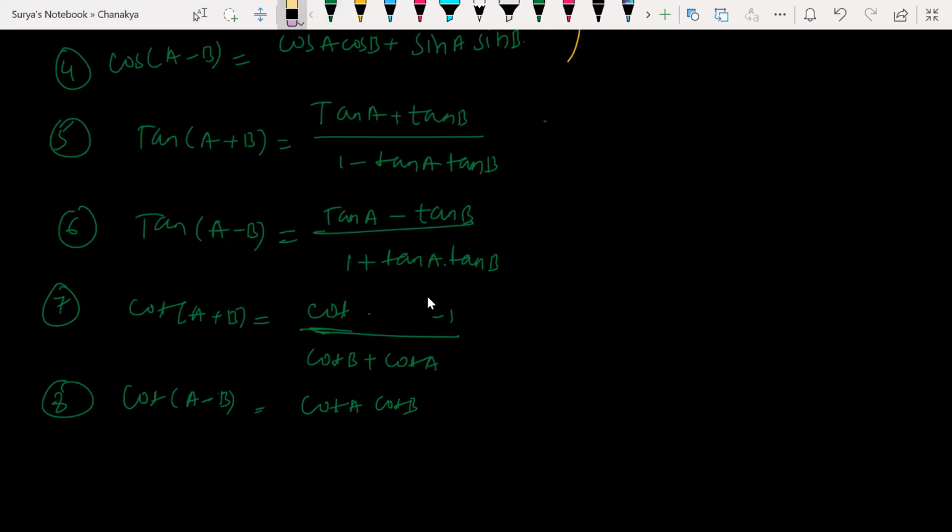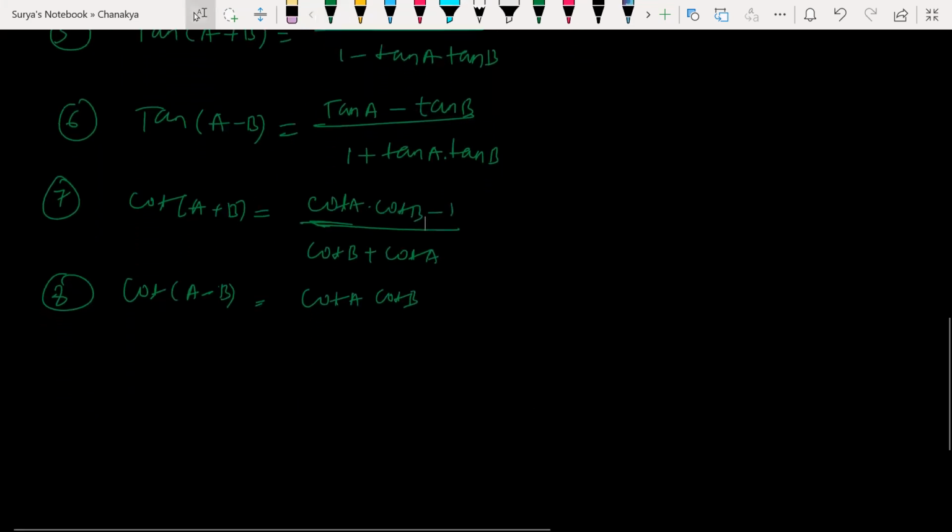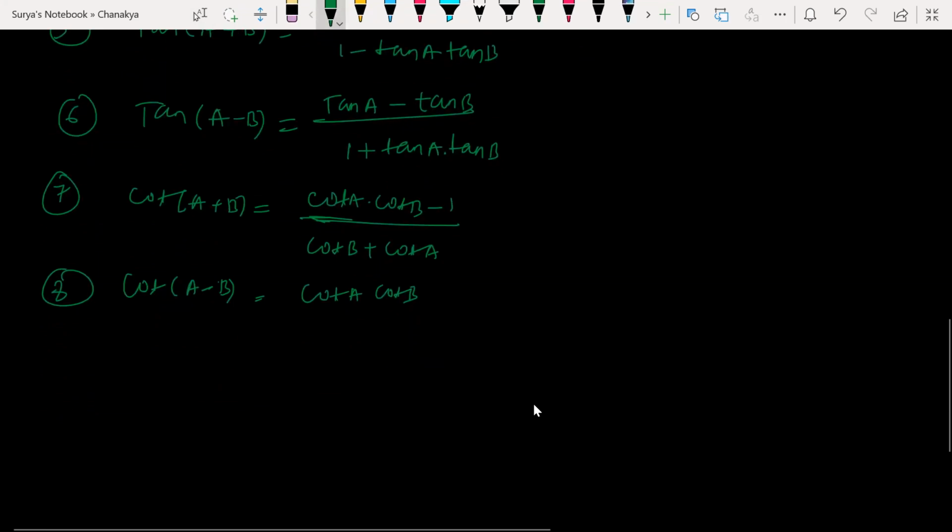You can also write it like this: cot B into cot A plus 1, cot A into cot B minus 1. Here cot A plus 1 divided by cot B minus cot A. All right.